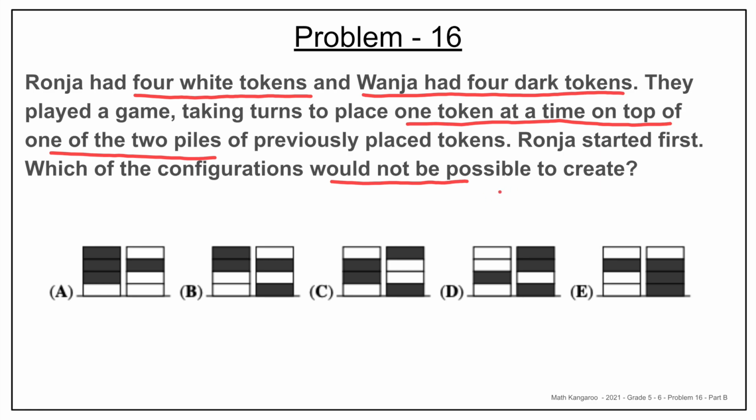So from the question we know that Ronja has white tokens and Vanja has dark tokens.